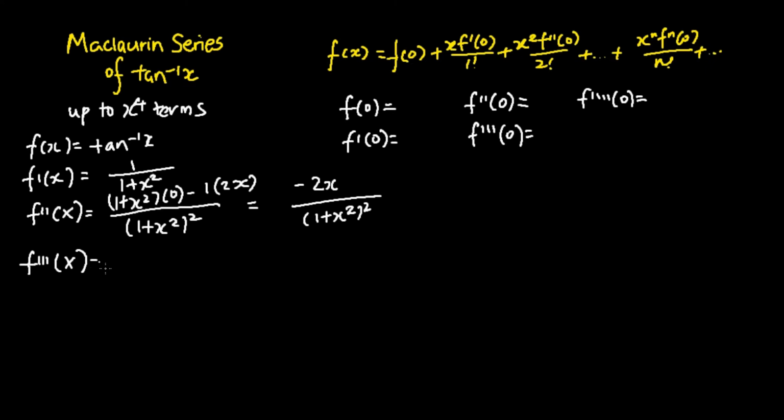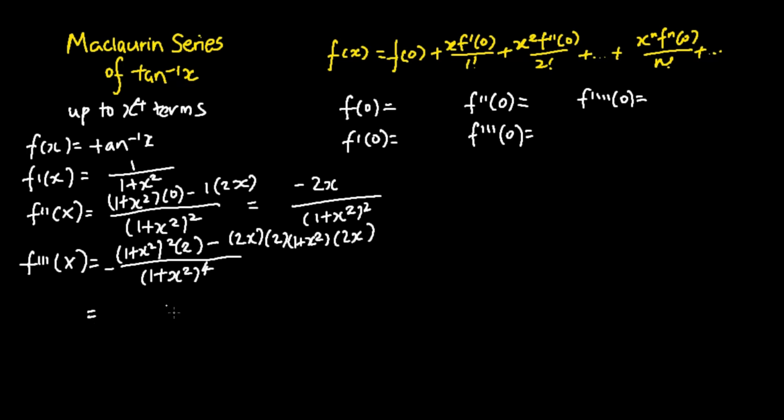Then we evaluate my f triple prime x by differentiating f double prime x one more time. Same thing, we apply the quotient rule of differentiation. In my denominator, it would be 1 plus x squared to the power of 4. Then we have 1 plus x squared times the derivative of 2x, which is 2. My negative sign will be out of the fraction, and then subtracting away 2x times the derivative of 1 plus x squared, the whole thing squared, which is 2 times 1 plus x squared, times the derivative of the internal 1 plus x squared, which is 2x.